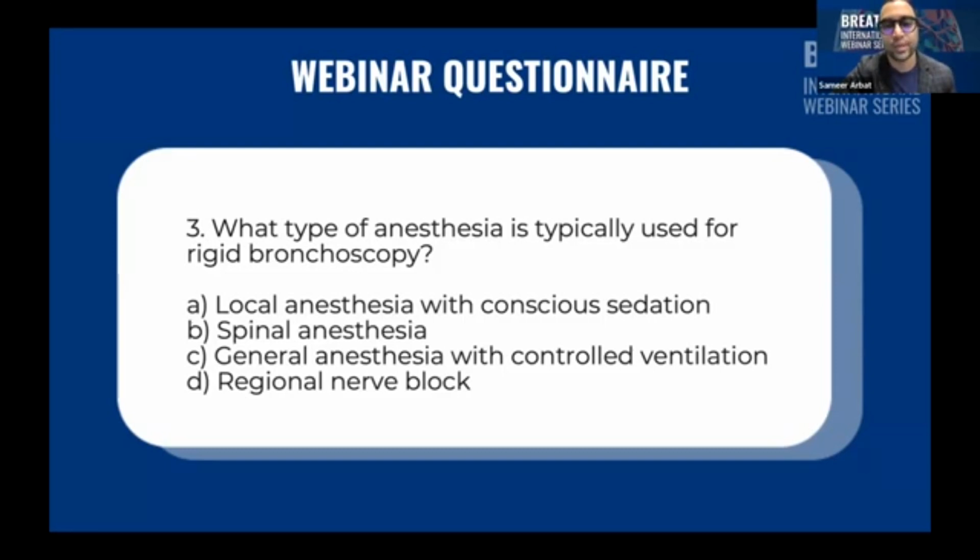I'll repeat the question. What type of anesthesia is typically used for rigid bronchoscopy? Is it local anesthesia with conscious sedation? Is it spinal anesthesia, general anesthesia with controlled ventilation, or regional nerve block?